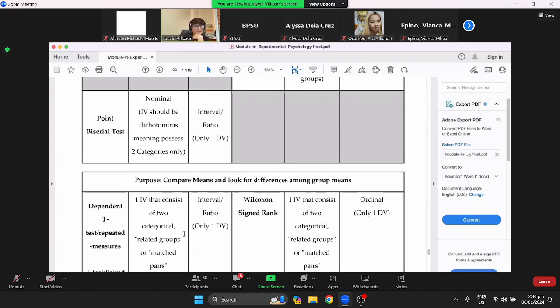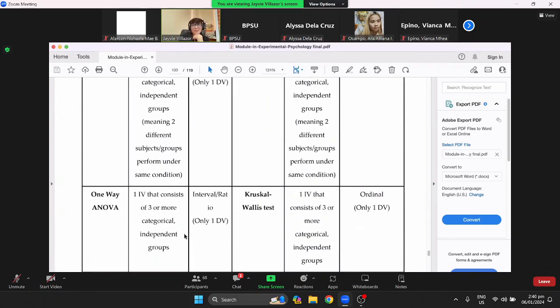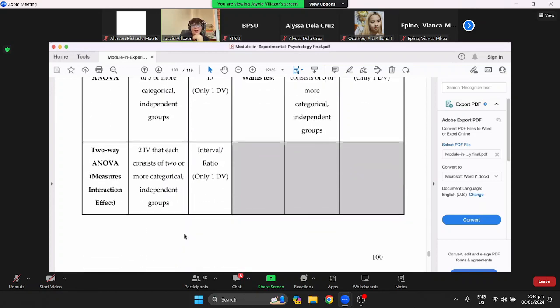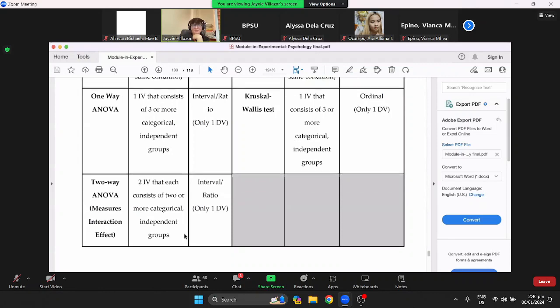Okay? T-test dependent, if your data set is what? Parametric. Kung hindi naman parametric ang data set mo, anong gagamitin mo? Wilcoxon, Mann-Whitney, okay, Kruskal-Wallis, or Friedman, and so forth. Okay po? Ayan.